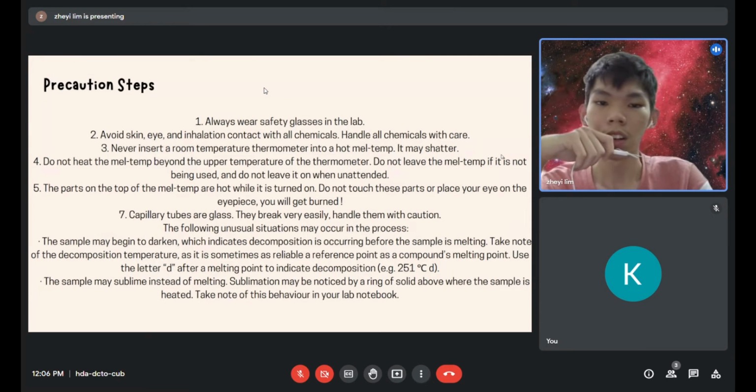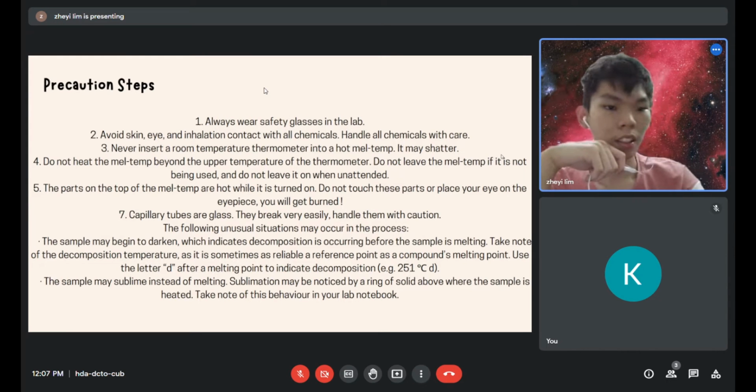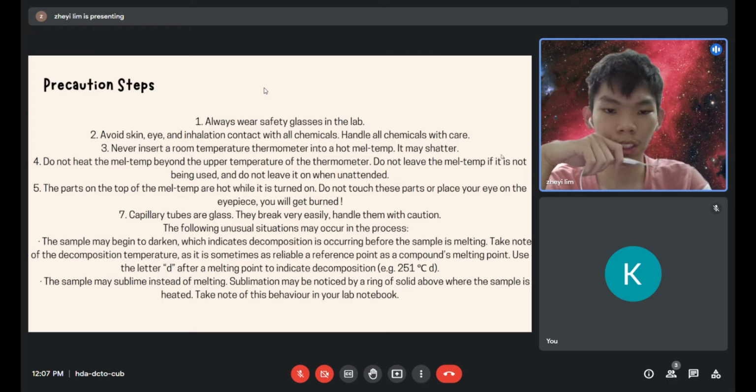First, always wear safety glasses in the lab. Avoid skin, eye, and inhalation contact with all chemicals. Handle all chemicals with care. Never insert a room temperature thermometer in a hot melt temp. It may shatter. Do not heat the melt temp beyond the upper temperature of the thermometer.